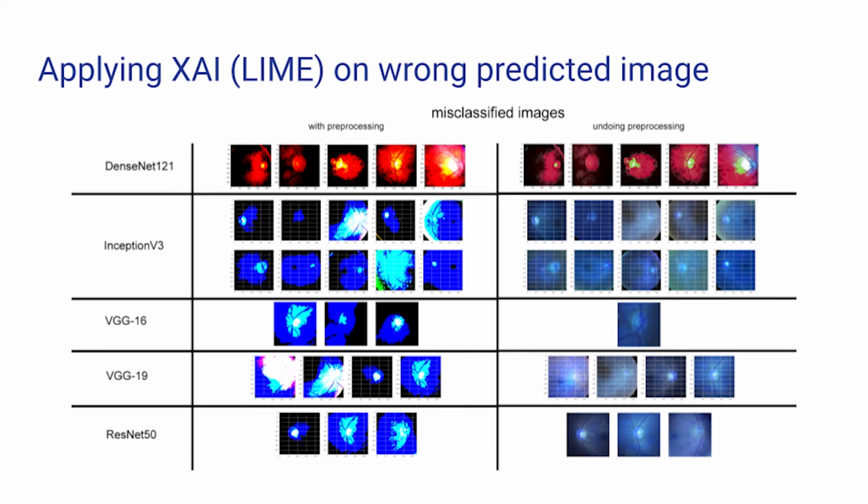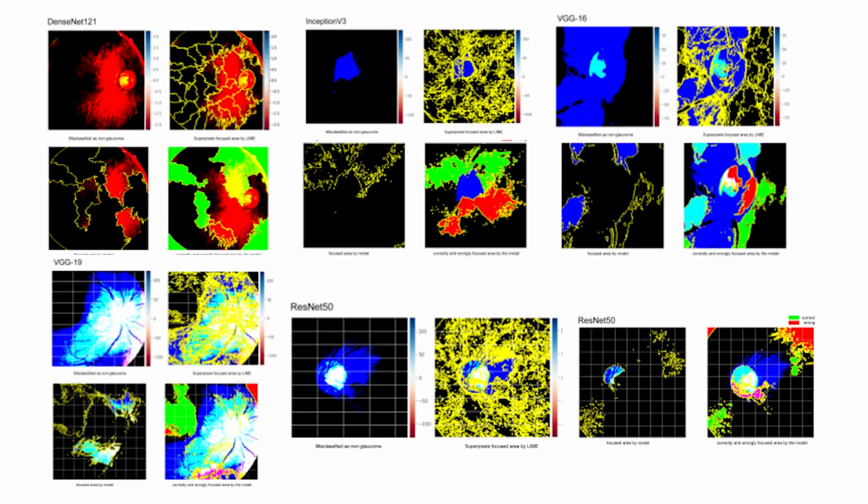From the previous misclassified images, we undid the preprocessing to show the difference between images with and without preprocessing for each model. From this, we observed that only the DenseNet turned the images reddish and every other model made them bluish. This red and blue contrast ruined most of the features or the image quality, which also might be the reason for wrong prediction.